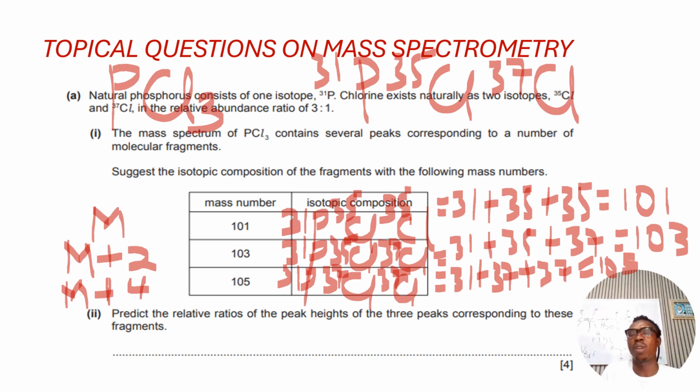So the sample just undergoes molecular fragmentation. Then you can bring out the isotopic composition using the mass number. So you have to deal with the elements that are involved. So now let's look at the second question.